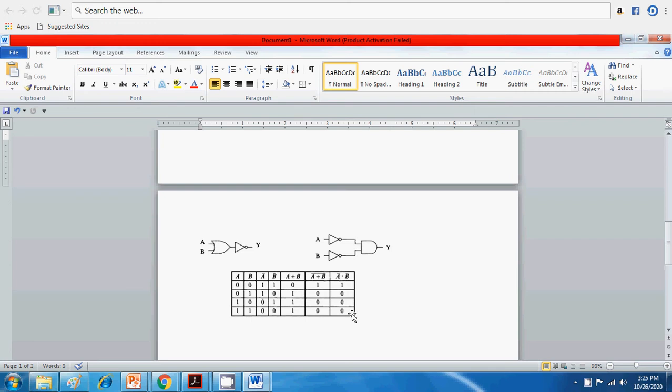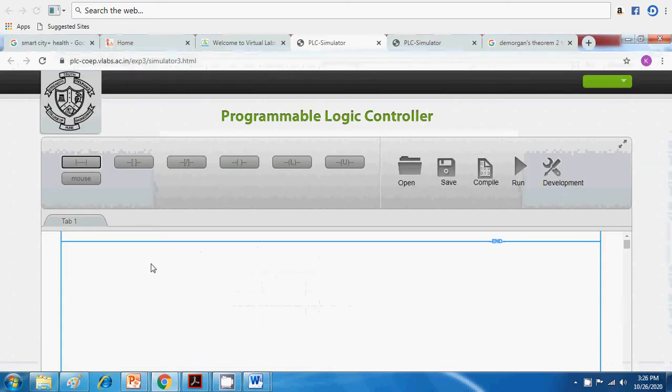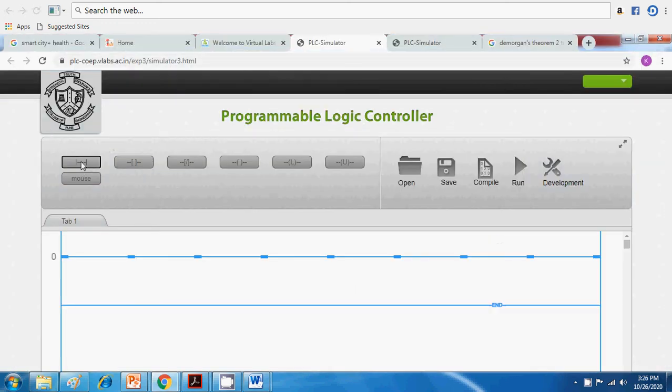Now let us implement this using the virtual lab. Let us first get the first De Morgan's theorem, that is a plus b bar is equal to a bar dot b bar. So for a plus b bar, let us see how to do this.